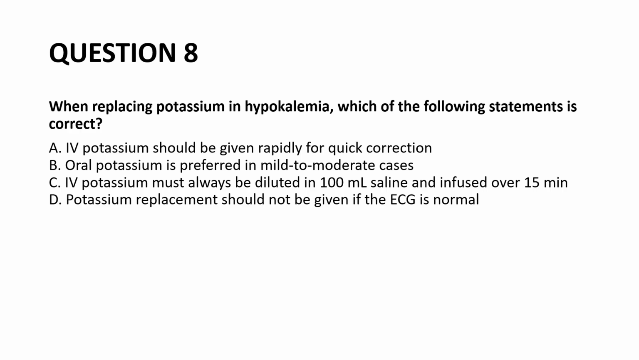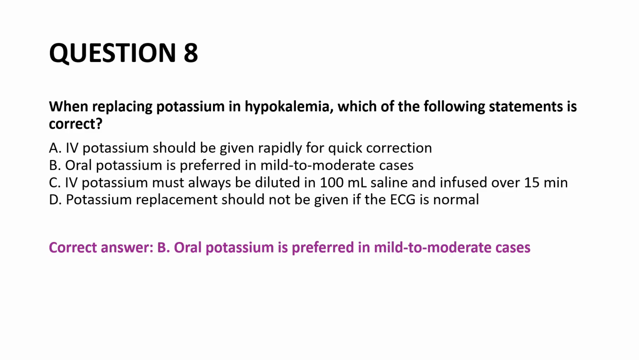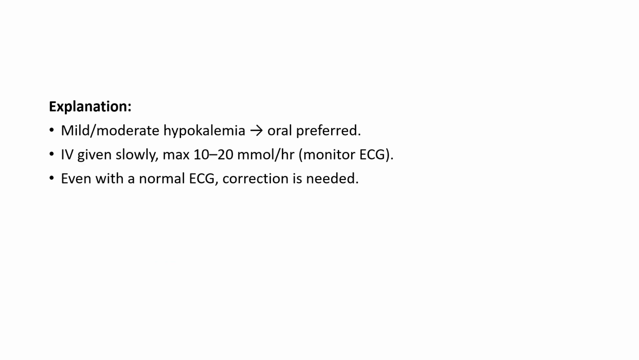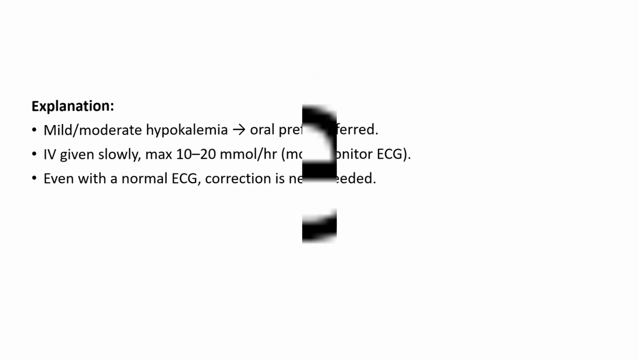The correct answer is oral potassium is preferred in mild to moderate cases. Oral potassium is safest and best for mild to moderate hypokalemia. IV potassium is reserved for severe or symptomatic cases and must be given slowly, about 10 to 20 millimoles per hour maximum, with ECG monitoring. Even if ECG looks normal, correction is still needed.